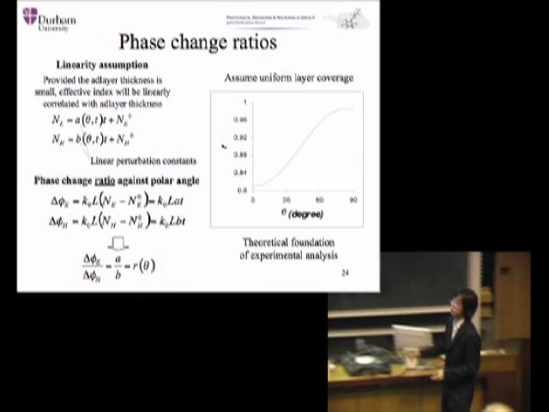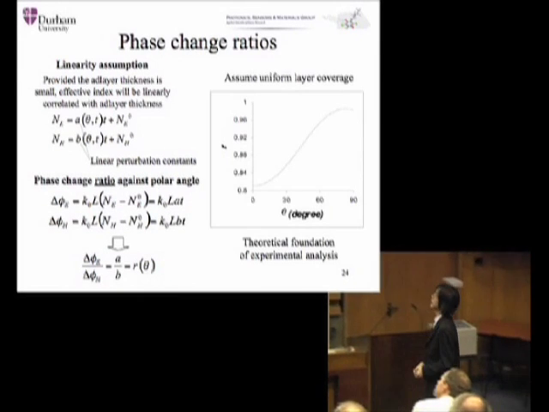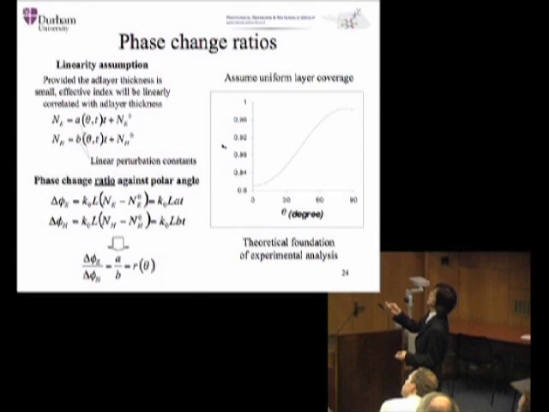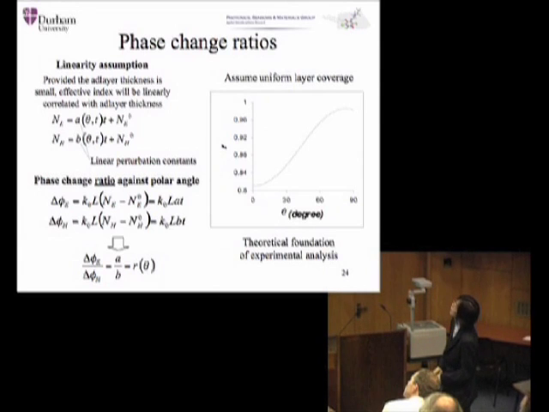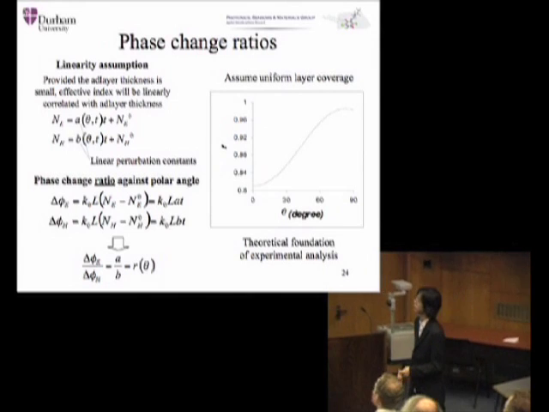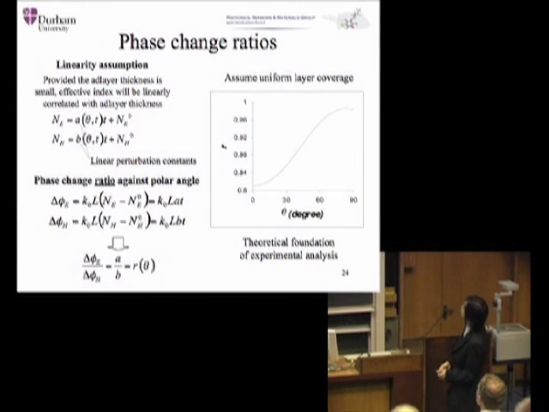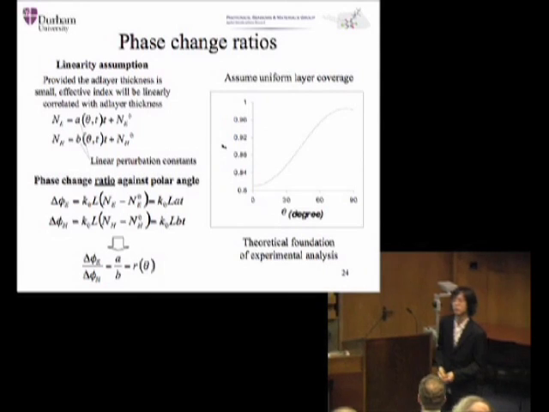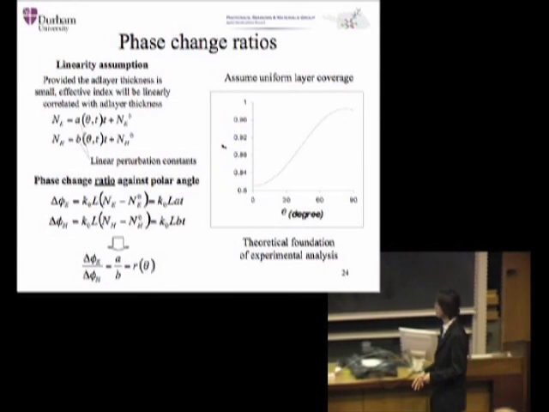Right, okay, so this is our computational result for the ratio of the two perturbation constants as a function of the polar angle, with these interesting shapes. And we assume there is a uniform layer coverage on the surface. This graph will constitute the theoretical foundation of our experimental analysis.